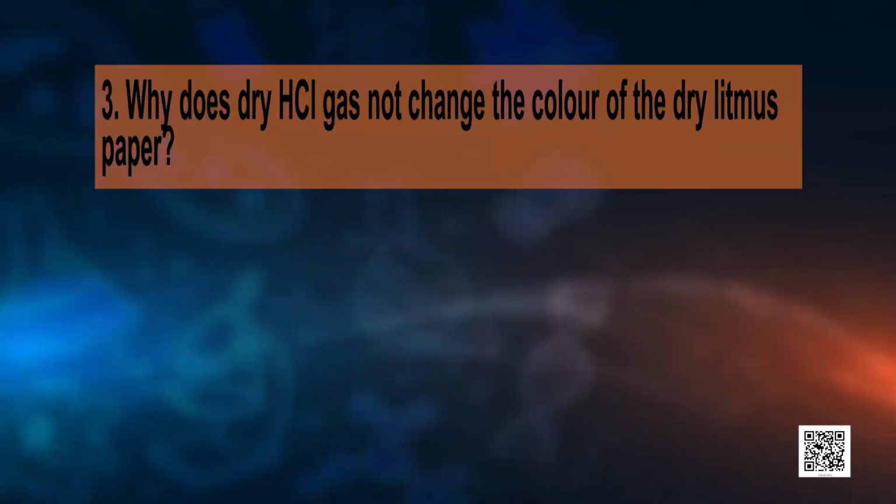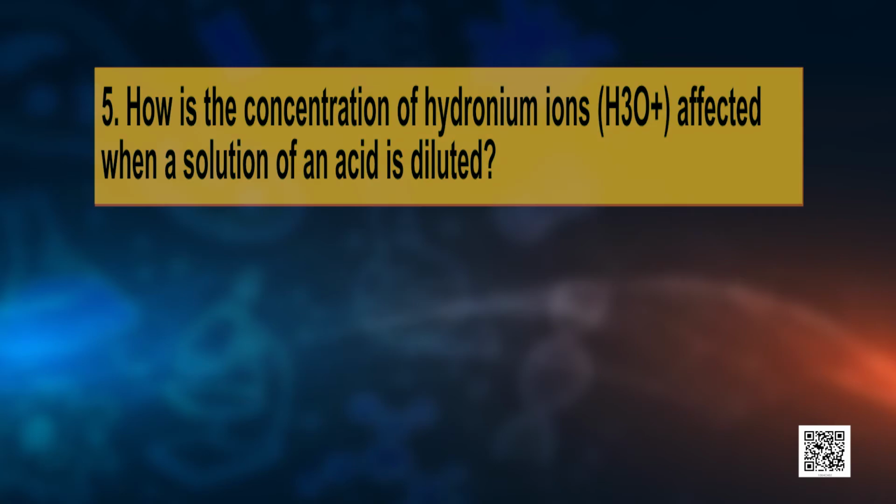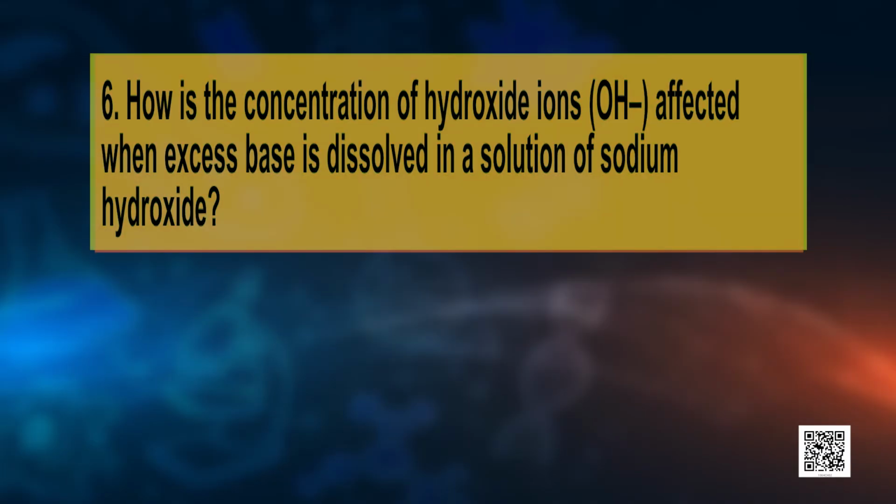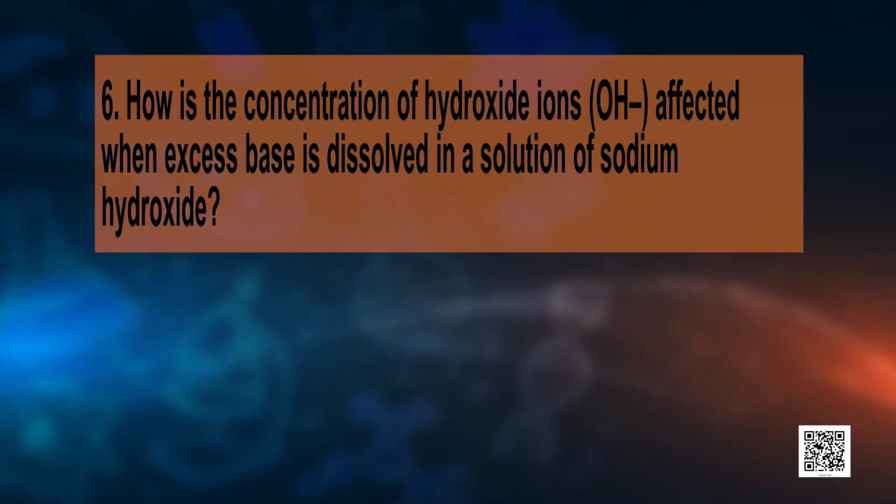Another question, why does dry HCl gas not change the color of the dry litmus paper? While diluting an acid, why is it recommended that the acid should be added to water and not water to the acid? Another question, how is the concentration of hydronium ions affected when a solution of an acid is diluted? I know you would be able to tell me that if we dilute it, the hydronium ion concentration would decrease. How is the concentration of hydroxide ions affected when an excess base is dissolved in a solution of sodium hydroxide?